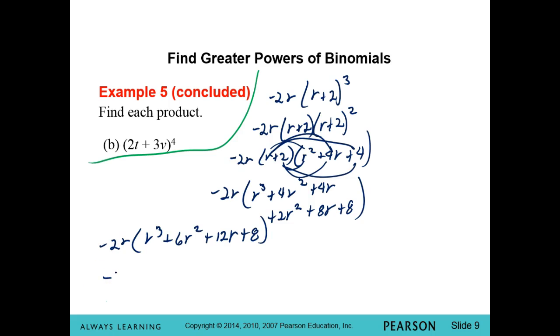Negative 2r to the 4th minus 12r cubed minus 24r squared minus 16r.